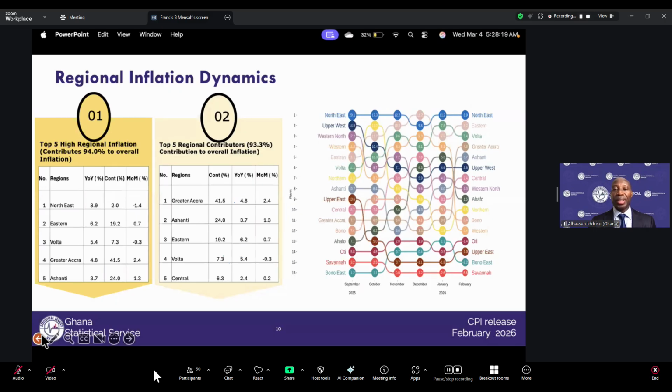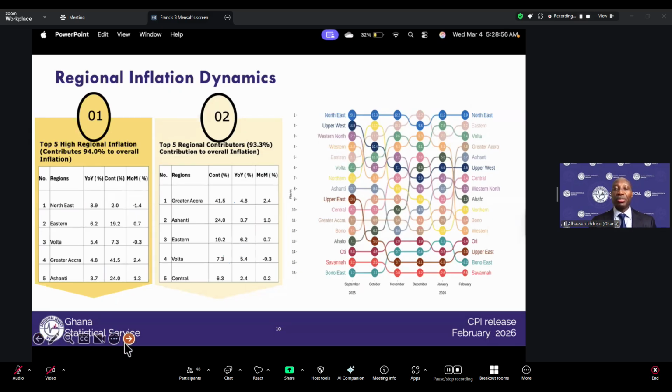So if you take these 5 regions out of the 16 regions, the 5 regions alone contributed over 93% to the 3.3% inflation in February 2026. In fact, the top 5 high inflation regions, namely Northeast, Eastern, Volta, Greater Accra, and Ashanti, contributed 94% to overall inflation of 3.3% in February 2026.